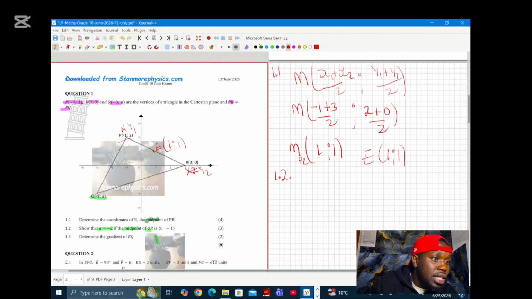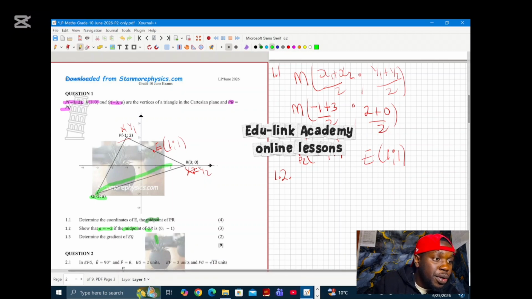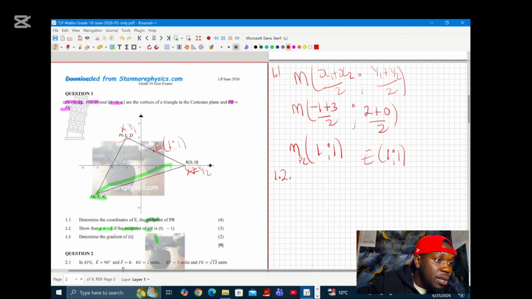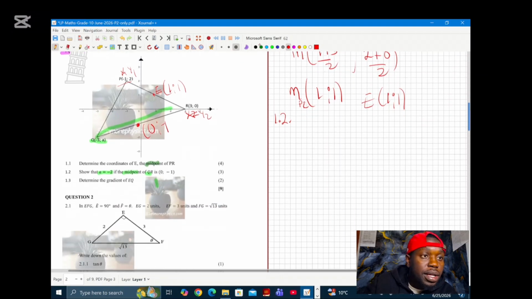You realize that our focus before at 1.1 was PR. Now our focus at 1.2 is QR, because they gave us the midpoint. So we have the midpoint of QR. It means somewhere here, in the middle of this line, we have coordinates of 0 and -1. Then how do we do this? I'm going to do this in a very simple way.